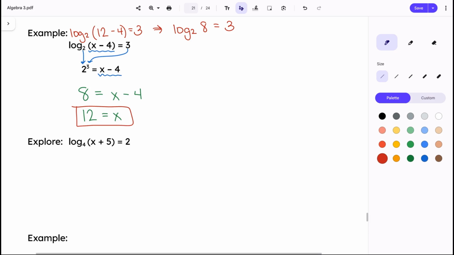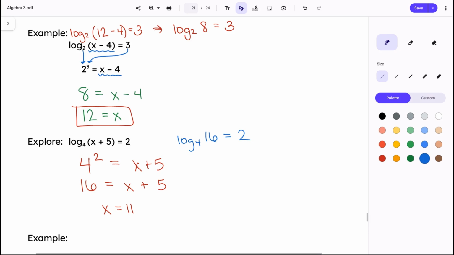So we would have started by rewriting it. So it would have been 4 squared equals x plus 5. This would become 16 equals x plus 5. And so we get x equals 11. Again, we would check it. If we put 11 in for the x, this would now say log base 4 of 16 equals 2. That's good, so that's an okay answer to keep.